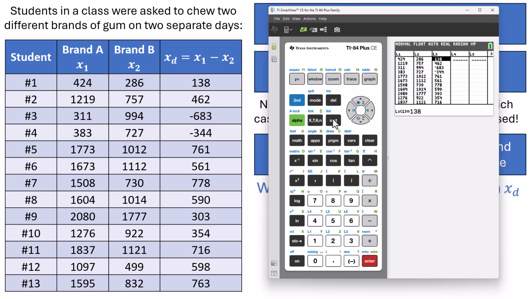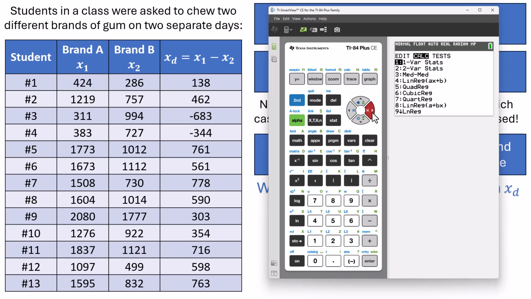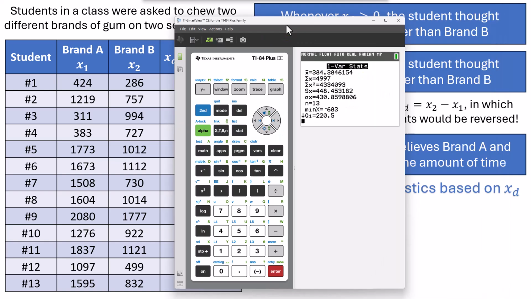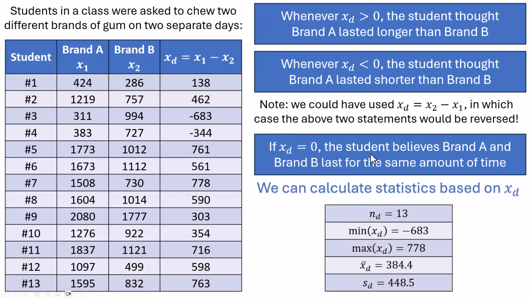Then from there, we can go to stat, arrow to calculate, and then we can run 1-Var Stats on this data. So 1-Var Stats, and we're going to want to make sure we change the list to the x sub d list. So that's going to be second 3 for list 3. Go ahead and calculate, and we will get these answers here, which should match what we have in the PowerPoint.